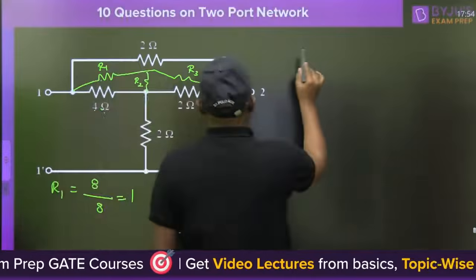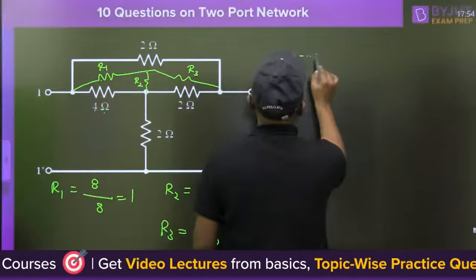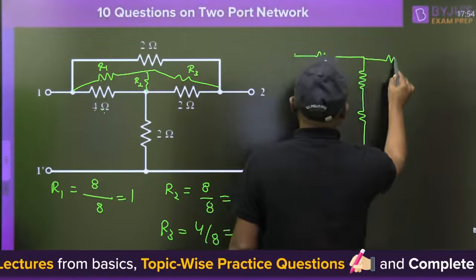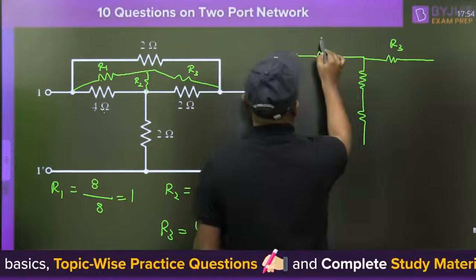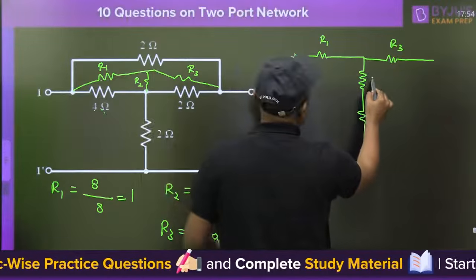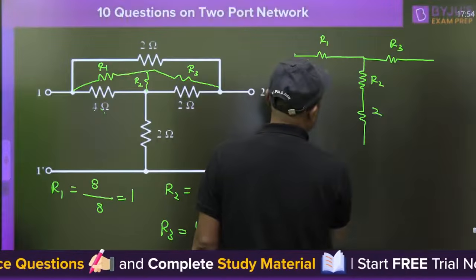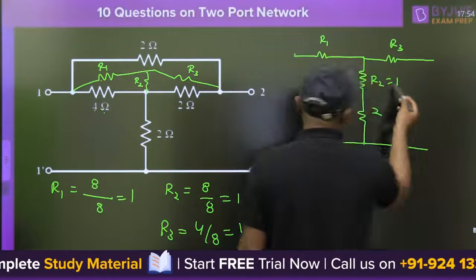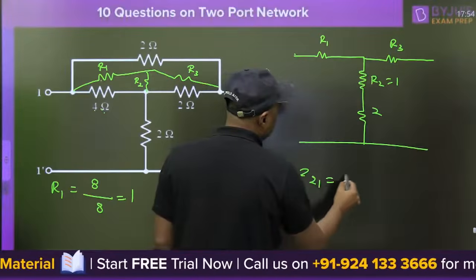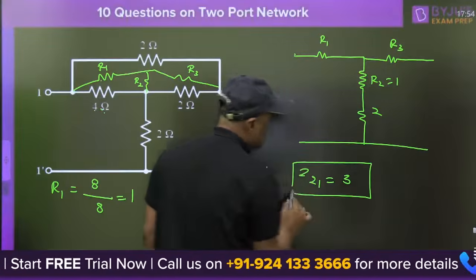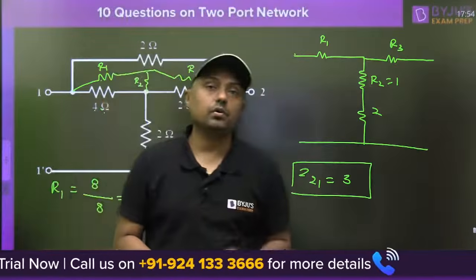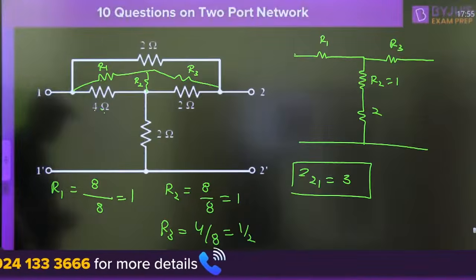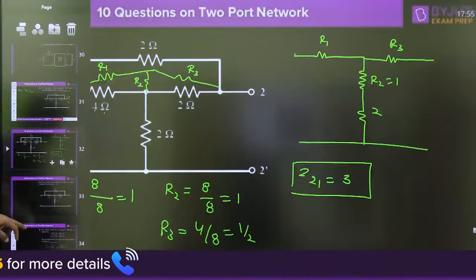Then this is R1, this is R2, this is 2, and this is R3. And that is R2, and this is 2. What is the value of R2? 1. 1 plus 2, that is 3. So what is Z21? 3. Z21 is 3. Okay. That is the answer for this question.